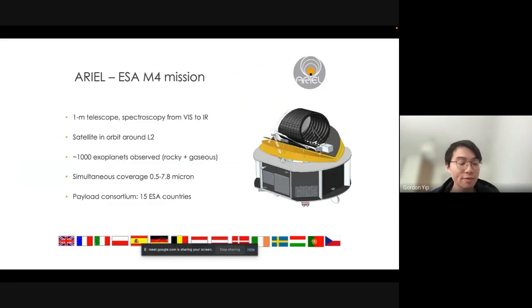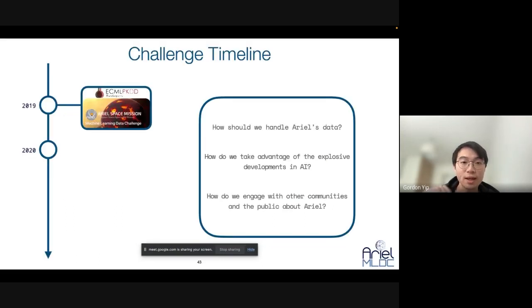So what is Ariel? I've been talking about Ariel. Ariel is the ESA M4 mission, and it orbits around the L2 orbit and is going to observe 1,000 exoplanets. We have a list of countries that help us with that. It is a big consortium. The problem is how do we handle Ariel data, and how do we use this challenge to best support Ariel's activity.